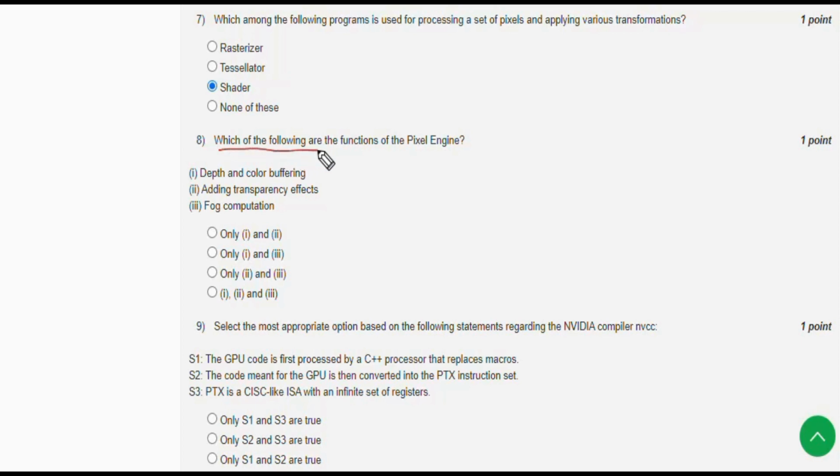Now question number 8. Which of the following are the functions of the pixel engine? Options are depth and color buffering, adding transparency effects, fog computation. Okay, so here only 1 and 2 are the functions of the pixel engine. So I select that one.